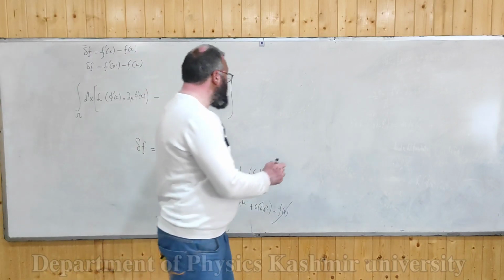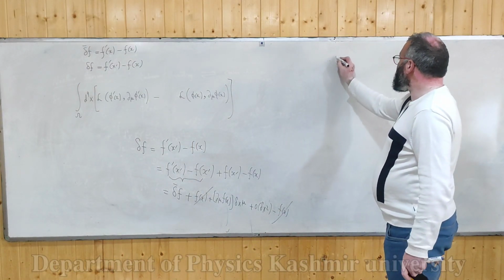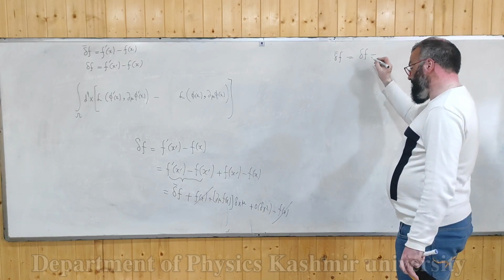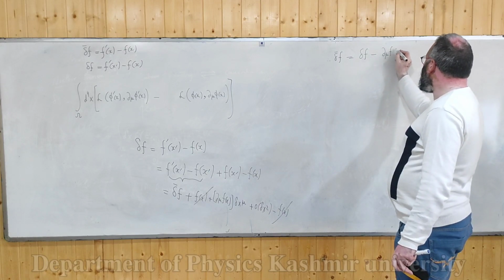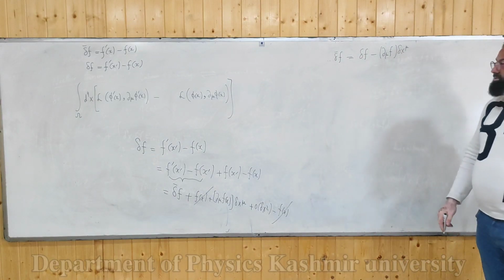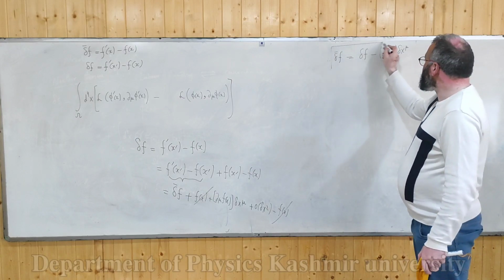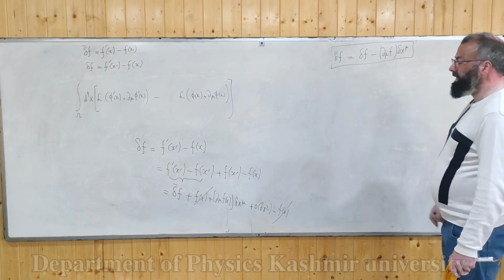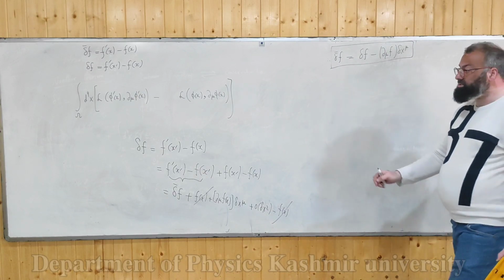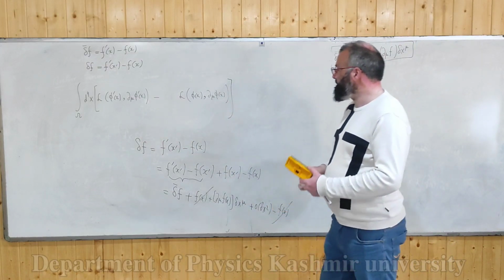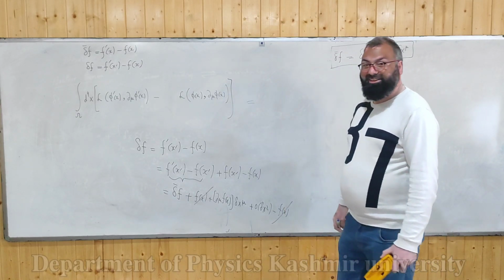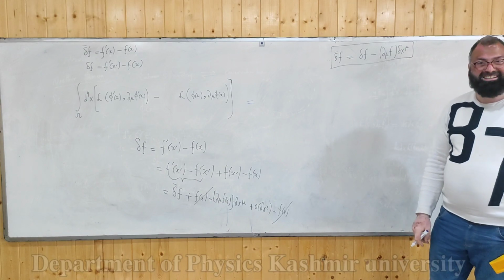Or in other words, I can write this. Therefore, the fixed point difference delta bar f is simply equal to the variation of f minus partial mu f times delta x. Clear? So this is the relation between the two. Now let's write this thing.